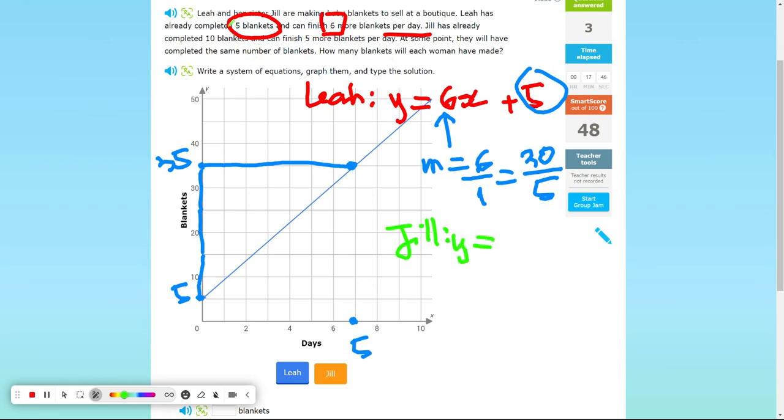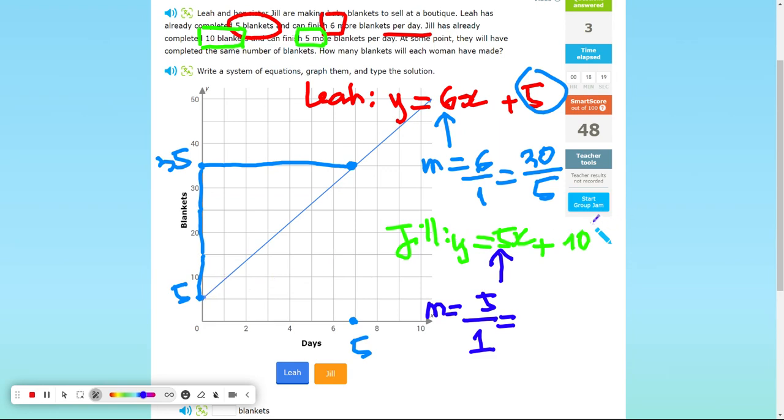Okay, let's take Geo. Geo started with 10 blankets, completed 10 blankets already. So 10 should be in the back. All right. And then Geo can complete 5 blankets per day. So 5x is right here. Okay. Number 5 has to be in front of x. Okay. So now let's see the slope. This is number 5. Slope m equals 5, which is 5 over 1. Okay. Ooh, you can do 5 units. All right. So that's good. So we should leave it that way.